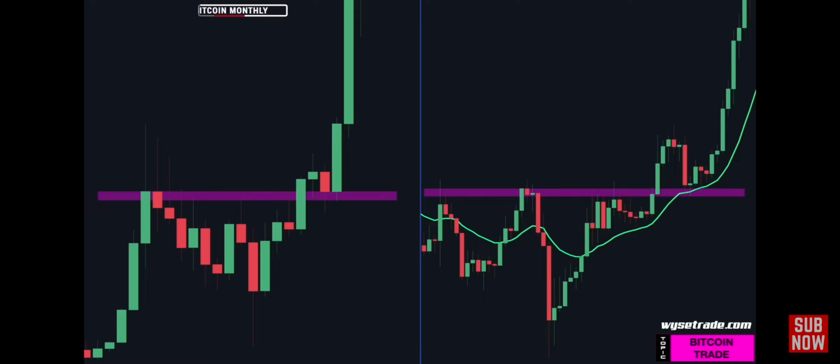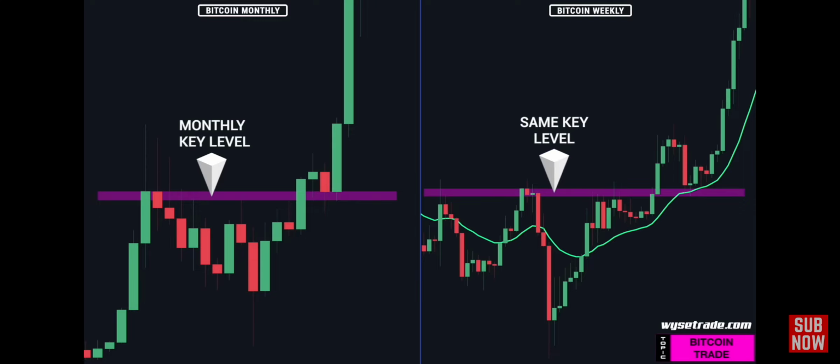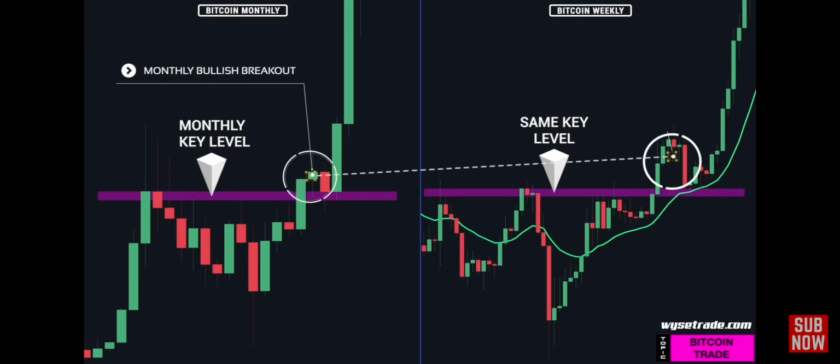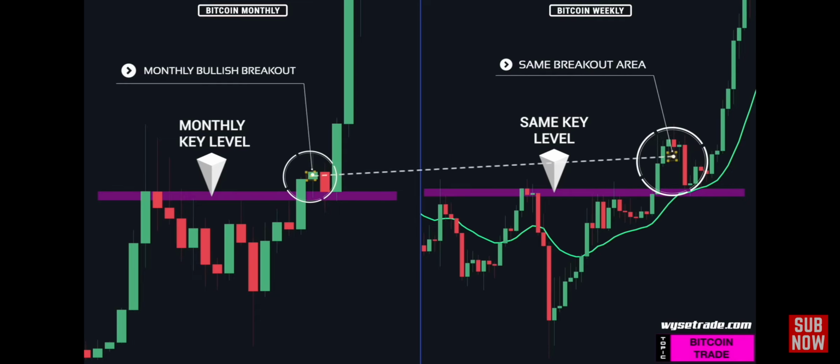So the chart on the left is the Bitcoin monthly time frame we just looked at, and the chart on the right is the Bitcoin weekly time frame, meaning each candlestick represents 1 week of time. This was the monthly key level, and this is the same key level but on the weekly time frame. Here was where the breakout occurred on the monthly. Here's the same breakout area on the weekly. So let's go through the high quality trades on the weekly time frame, full screen.